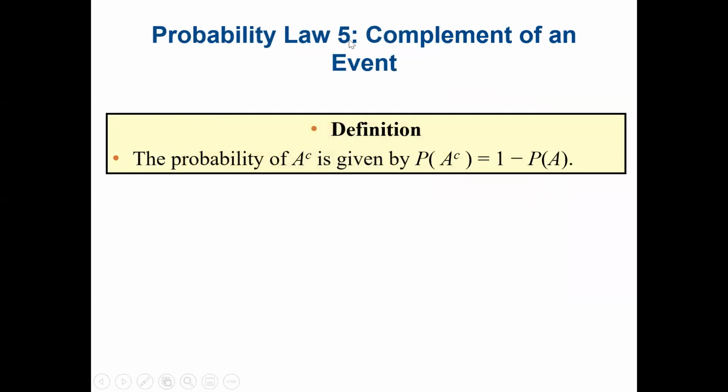Then we have probability law 5, the complement of an event. The probability of A complement is given as 1 minus probability of A. Since the complement of A means all the outcomes that are not in A, and all the outcomes together total 1, the probability of A complement will be 1 minus probability of A. So we remove everything in A and the rest will be the complement of A.